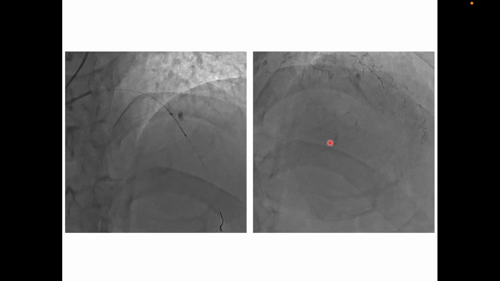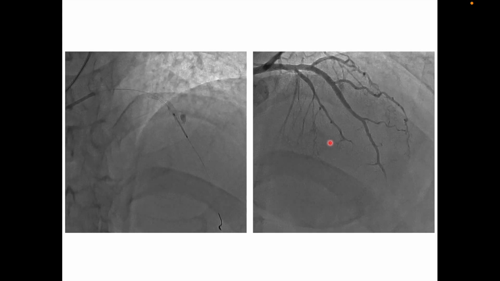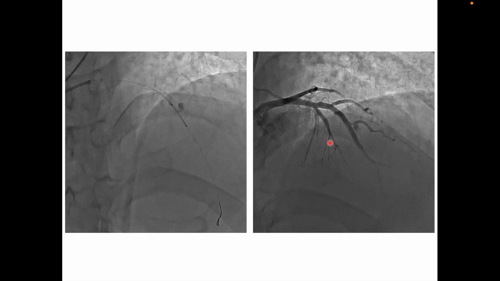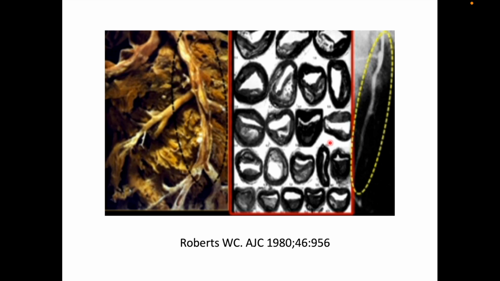Well, we do know that mild to moderate disease can very much cause myocardial infarction. But why is that so? So one of the clear limitations of angiography is that it grossly underestimates the presence and magnitude of disease.